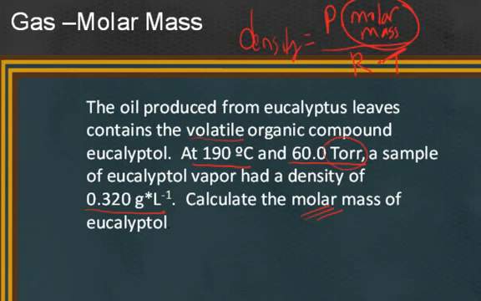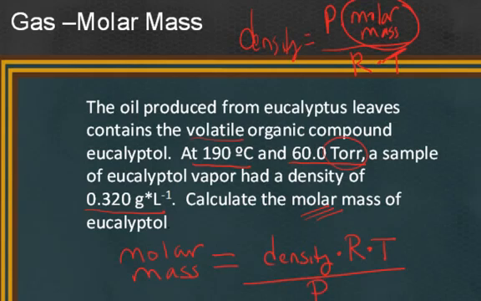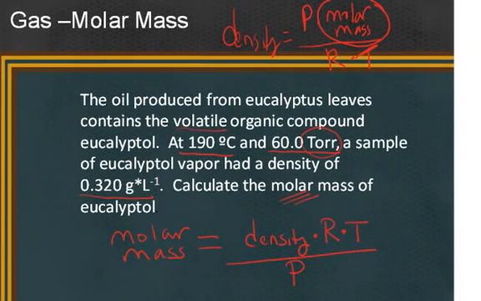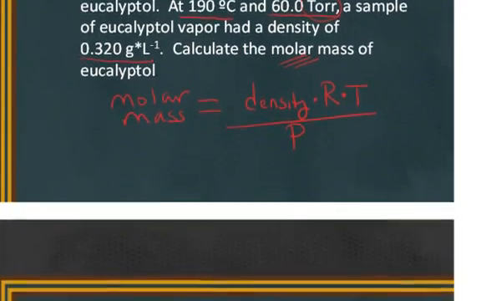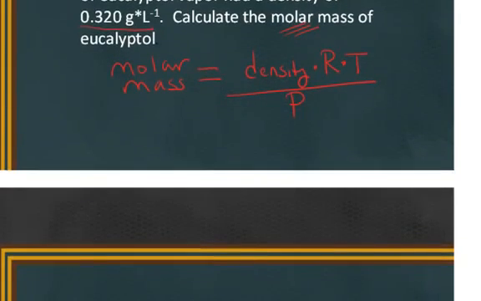Let's get to it. First of all, I'll rewrite the equation. The molar mass of the gas is going to be equal to the density of the gas times R, the gas constant, times T, the temperature, divided by P, the pressure. Okay, let's get ourselves some room to work here. All right, so we have our equation.